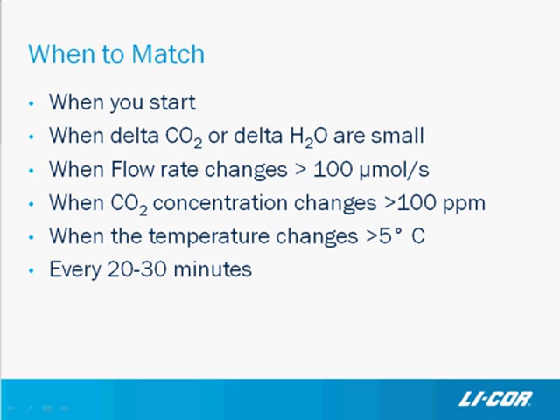So when do we match? We want to match when we start. We want to match when delta CO2 or delta H2O are small. Small is usually defined as less than 10 ppm for delta CO2. We want to match when flow rate changes more than 100 micromoles per second. We want to match when CO2 concentration changes more than 100 ppm. We want to match when the temperature changes more than 5 degrees C. And if none of those is true, we want to match at least every 20 to 30 minutes.